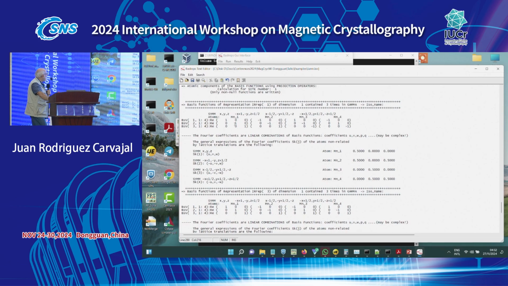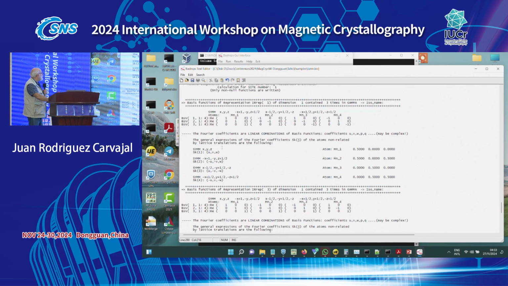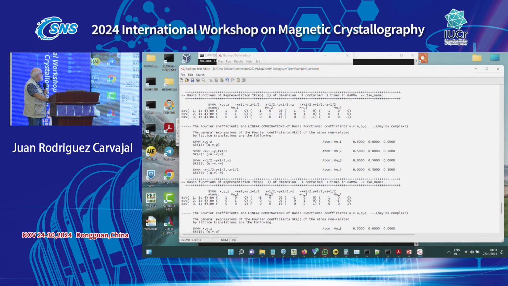And for Z it is 1, 1, minus 1, minus 1. That corresponds to the magnetic space group P, B, N, M dot 1. Then you have automatically the ways of working, and you see also the operators.